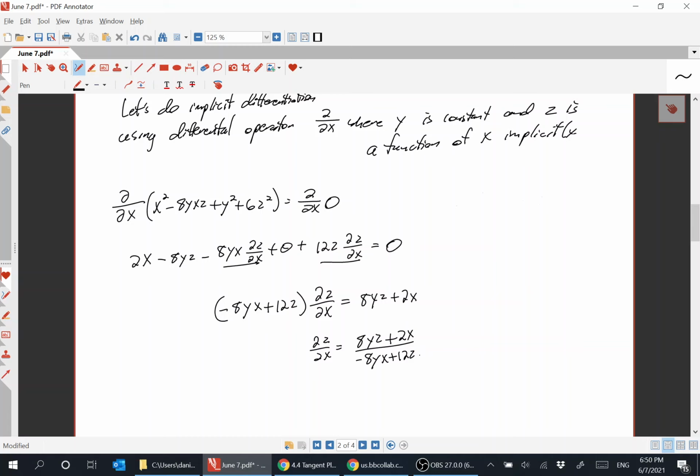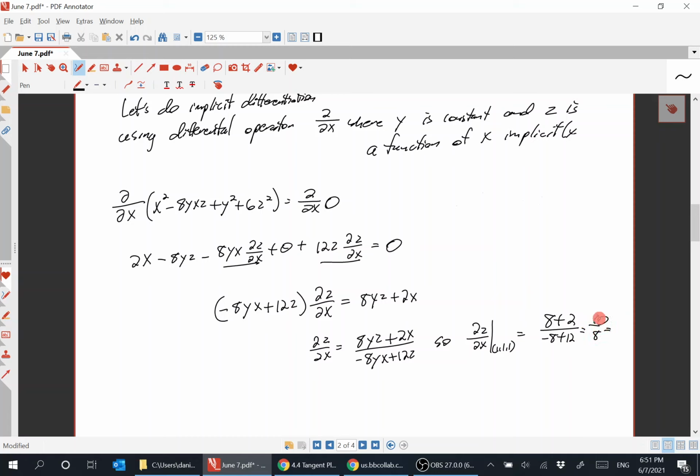Right, so that is the derivative of z with respect to x, where z is implicitly a function of x and y is a constant. So at 1, 1, 1, you have to include the z coordinate here. You're going to have 8 plus 2 over minus 8 plus 12. So that's 10 over 8.